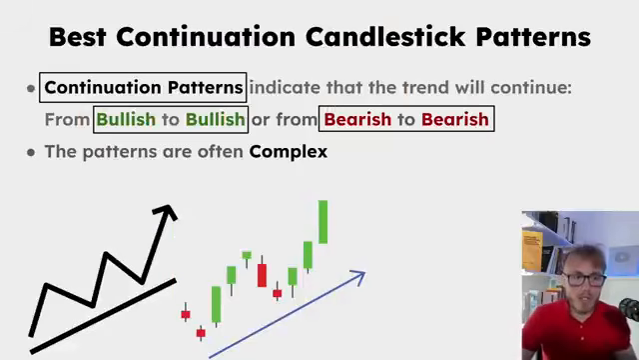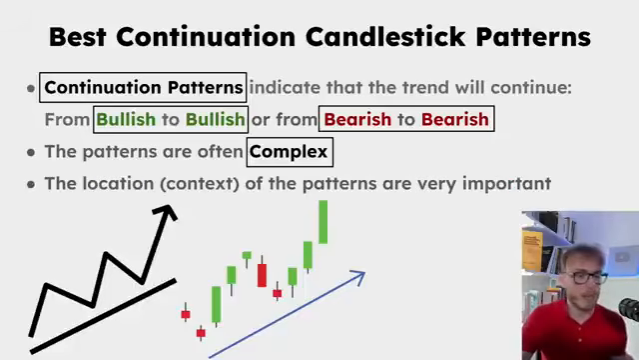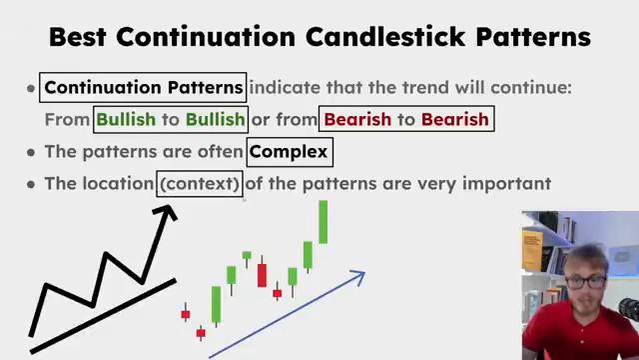When it comes to continuation patterns, the patterns are often complex. Or in other words, the patterns will very seldom consist of only one candlestick. They will pretty much always be a bit larger patterns. And when it comes to continuation patterns, the location on the chart, or in other words, the context of the patterns is super, super important. So when we talk about continuation patterns, make sure to pay extra attention to the context and location of the patterns.